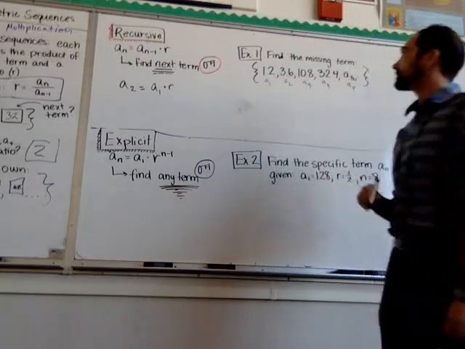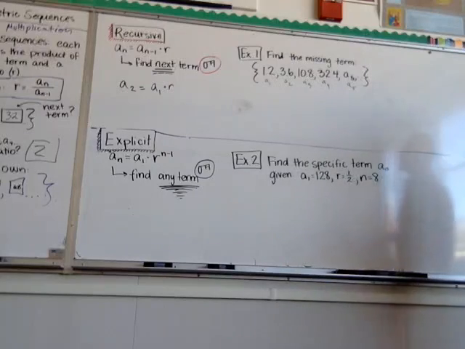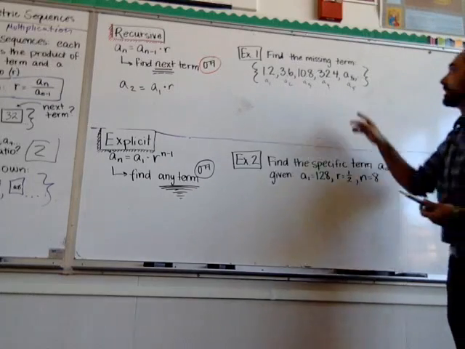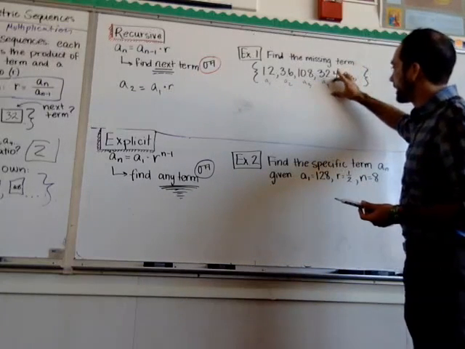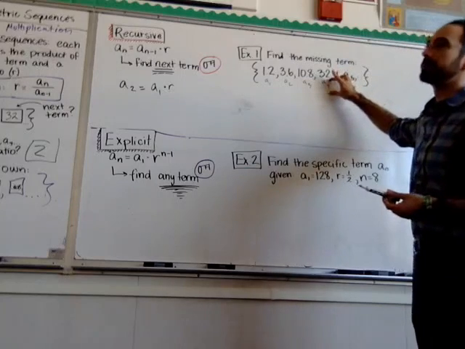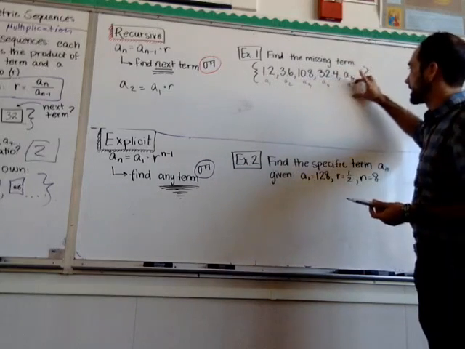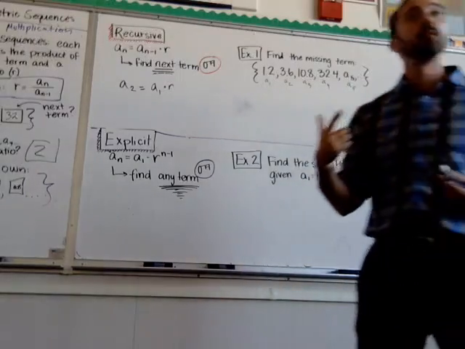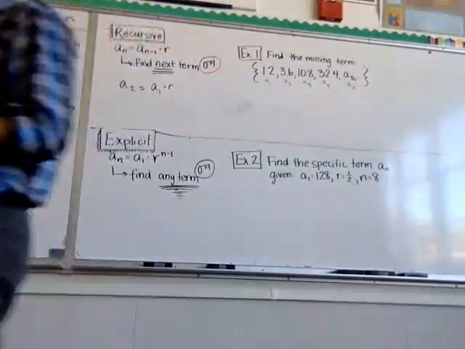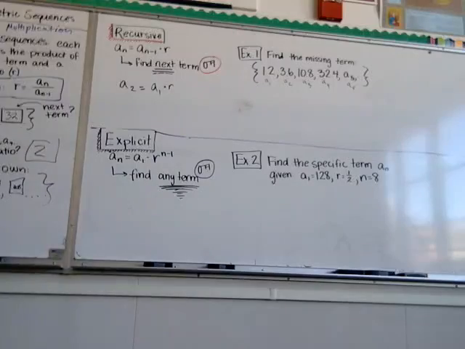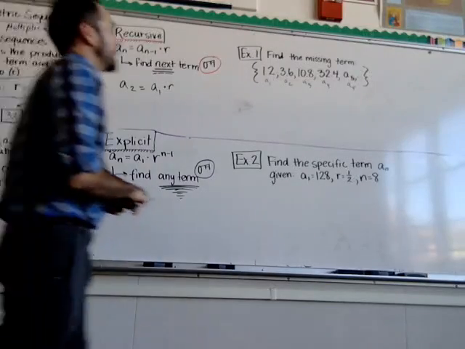A5. Find the missing term. What do we need to know first in order to find what multiplier we go from A sub 4 to A sub 5? We've got to figure out the ratio. How many times do we have to confirm it? 3 times. So let's see.